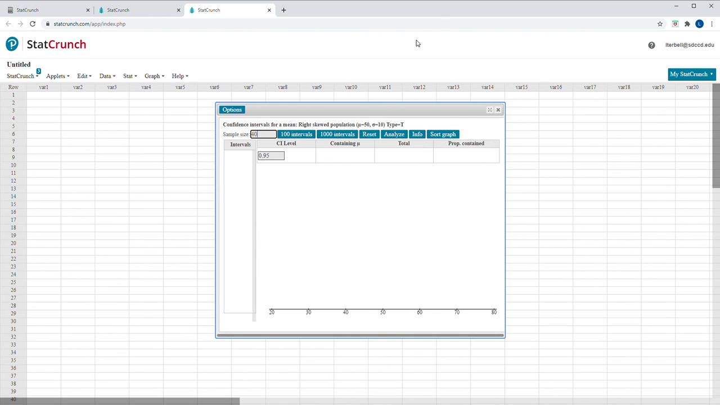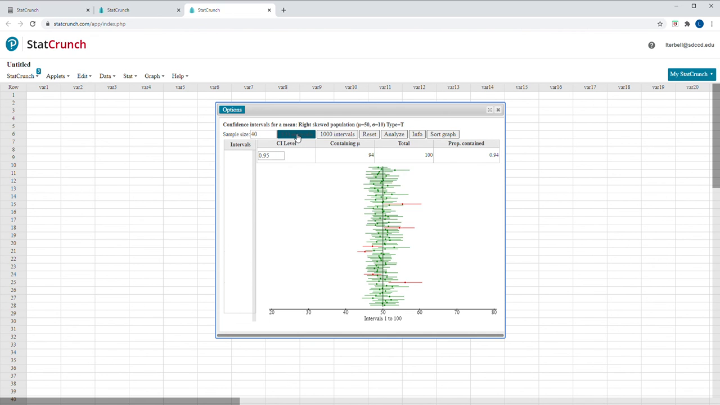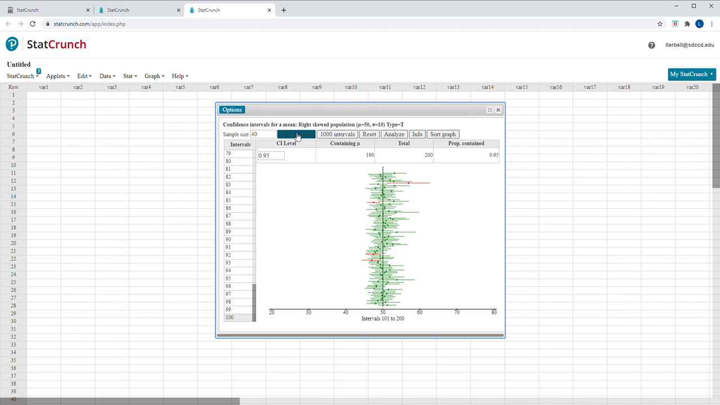So now we do satisfy the central limit theorem requirement because we have a non-normal population, but we have a large sample size. So let's see what happens. Okay, so we're pretty close. We got 94 out of 100 green. So let's try 100 more. Okay, so now this time we got 96 out of 100. So our overall percentage is 95%.